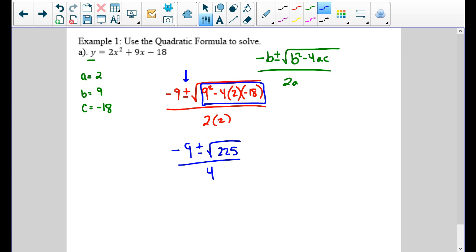So now I can take that square root. So take the square root of 225. So again, sometimes these come out evenly. Sometimes they don't come out so nice. These ones kind of come out pretty nice. So square root of 225 is 15. So now I have negative 9 plus minus 15 all over 4.